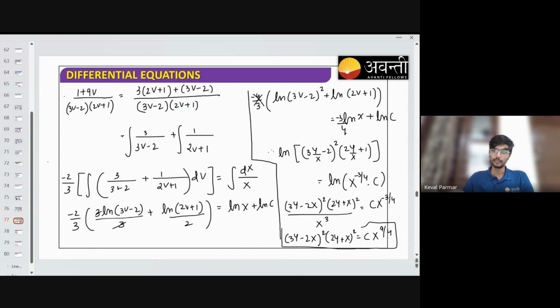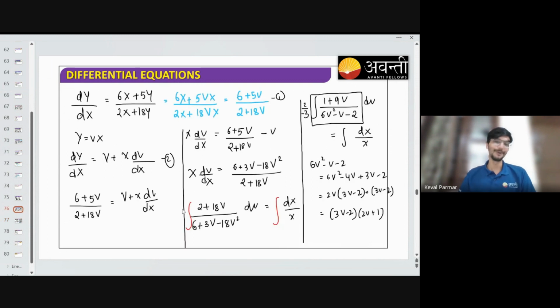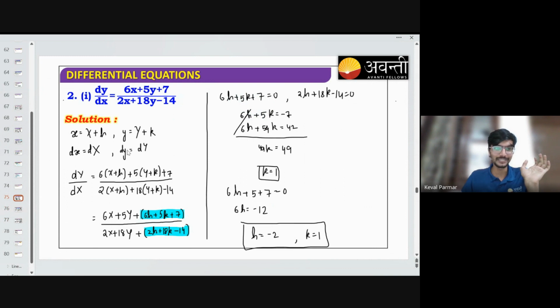Now I hope you understood. Again, this is not my final answer. Why? Because I have to resubstitute capital X and Y. That I am not doing. I am leaving it up to you, because I have to resubstitute capital X and Y from here. Got it?